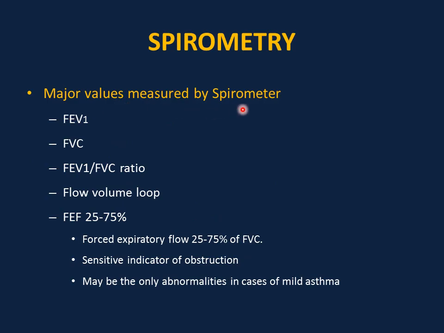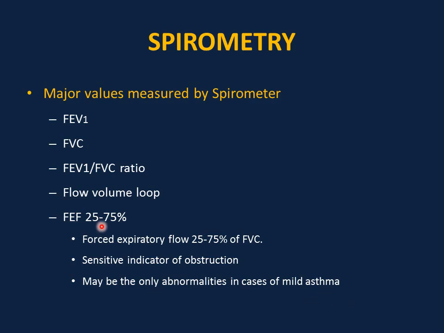The major values measured by the spirometer which help us make a diagnosis are FEV1, FVC, the FEV1/FVC ratio, the flow volume loop, and FEF 25 to 75%, which is the forced expiratory flow between 25 and 75% of the forced vital capacity. It is a sensitive indicator of obstruction or asthma. It may be the only abnormality in cases of mild asthma.